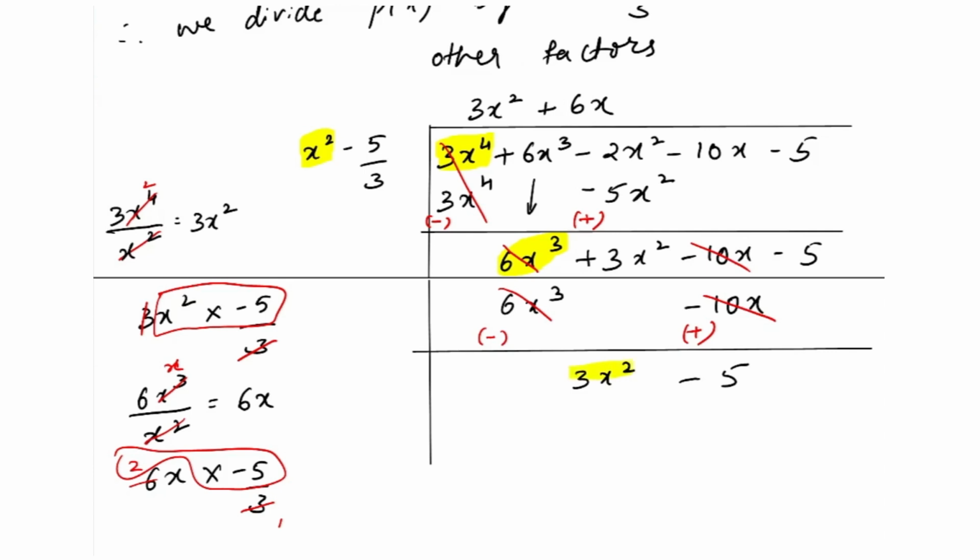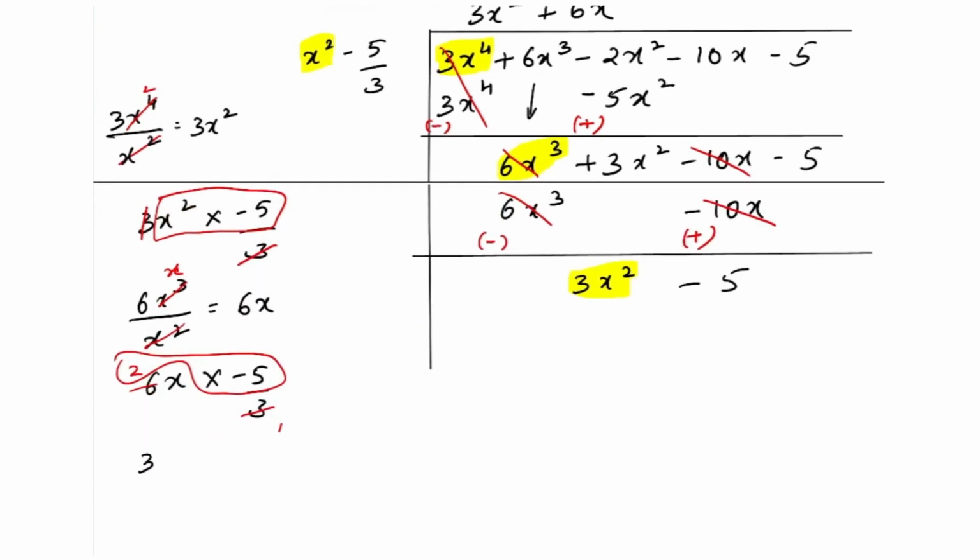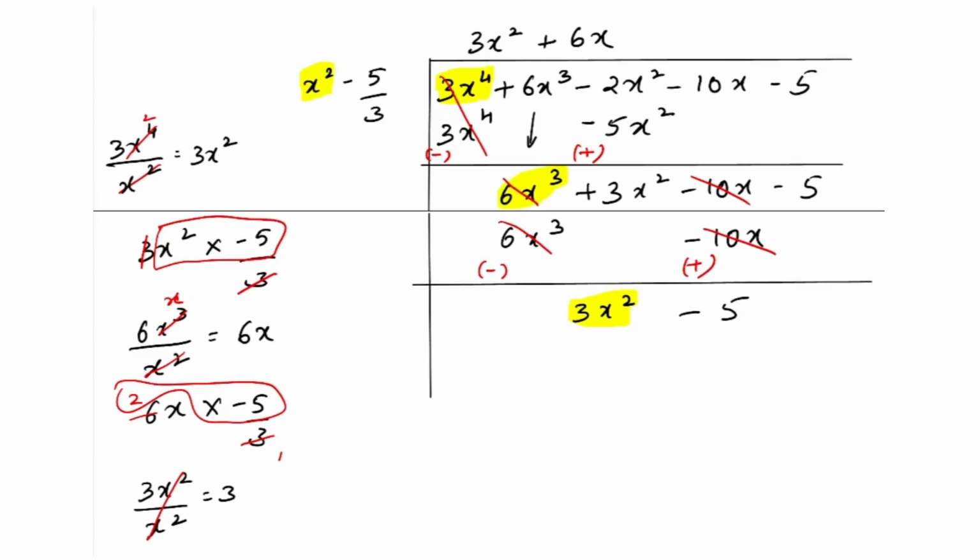So again, we'll consider the first term here in p of x and the first term here in g of x, and we'll divide that. That is 3x square divided by x square. So if we notice here, the x square term and x square term will get cancelled. We got 3, and that 3 we'll write here, that is plus 3, and this plus 3 will multiply with our g of x and we'll write it here.